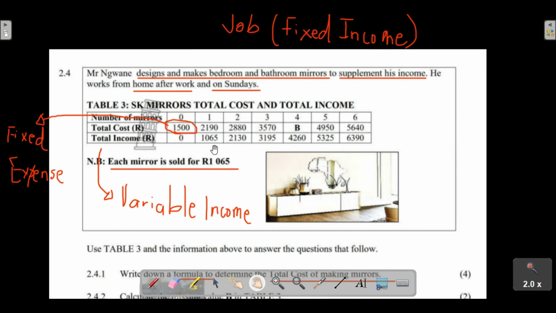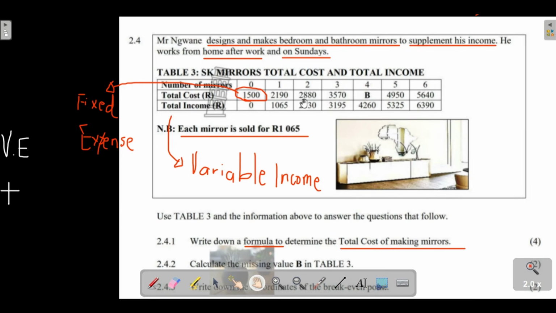Now let's talk about the expense to actually make one mirror. So now one would say that this means that the cost to make 1 mirror is 2,190. Now, the truth is, the fixed expense is included in each and every one of these values there. So this total cost value includes both the cost to make this one mirror and also the fixed cost, which is that 1,500.